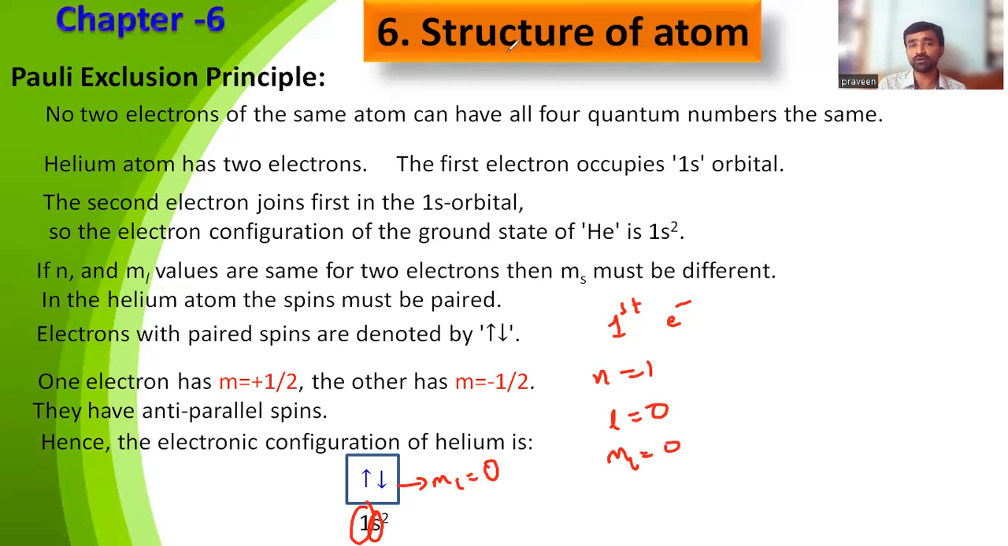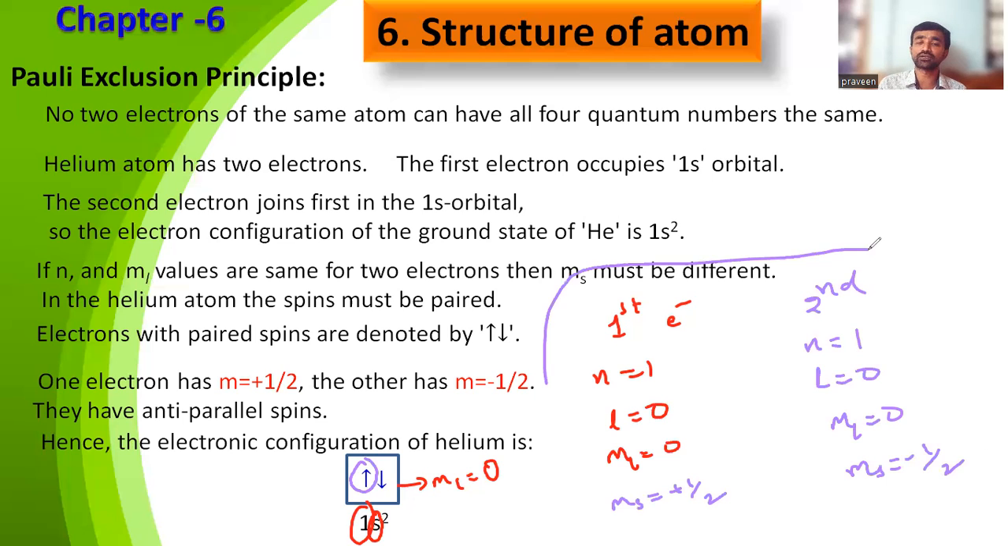For the second electron also, the first three quantum numbers are n equal to 1, l equal to 0, and ml equal to 0. But the first electron is facing upward, so ms will be positive spin, and the second electron is facing downward, minus half. Now look at the two electrons of the same atom, helium: do they have all four quantum numbers the same? No, they are not the same. So this is Pauli's exclusion principle.